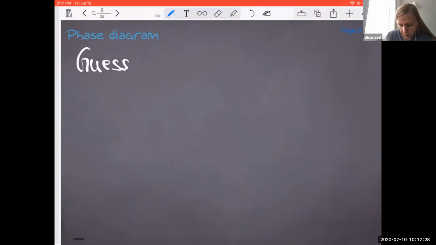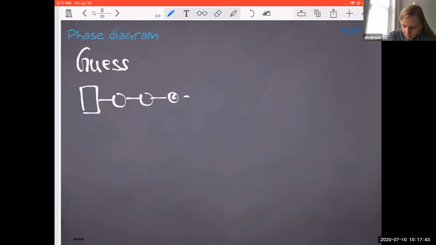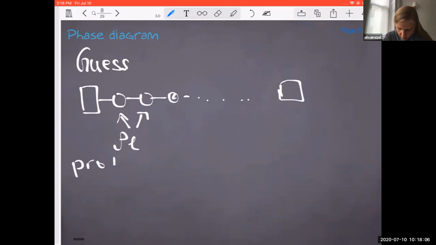So let us make the following guess. If we look just at the left boundary of my system, the left two sites, let us assume that in the limit the density of the particles on these two sites is a product Bernoulli with density rho_L.